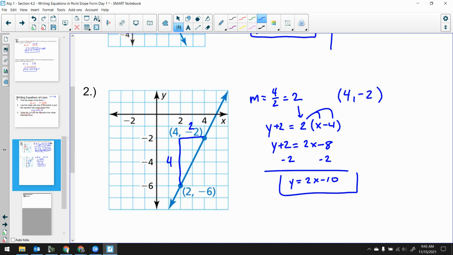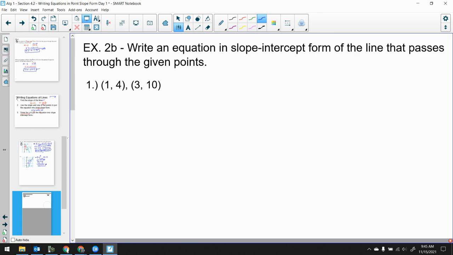So what was the process again? Find the slope, step 1. Step 2, put it in point slope form. Step 3, solve it for y. Okay, so that's if I'm given a graph. What if I'm not given a graph? What if I'm given 2 points? Okay. So what happens when we're given 2 points? Well, I do the exact same process. First thing, find the slope.